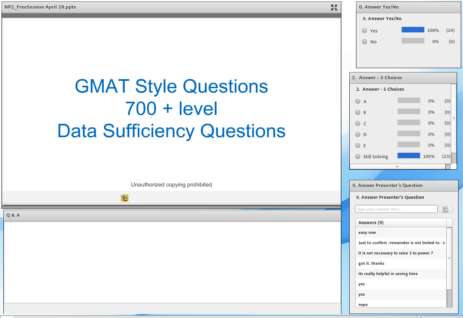I have a question here. Just to confirm, negative remainder is not limited to -1. You're absolutely correct, it can be -2 as well. But the whole point of using a negative remainder is that it simplifies calculations. So whenever you think about using negative remainders, make sure the absolute value of the negative remainder is less than the absolute value of the positive remainder. That's when you should use it, because you're making your calculations simpler and easier. That's the whole point of using negative remainders.